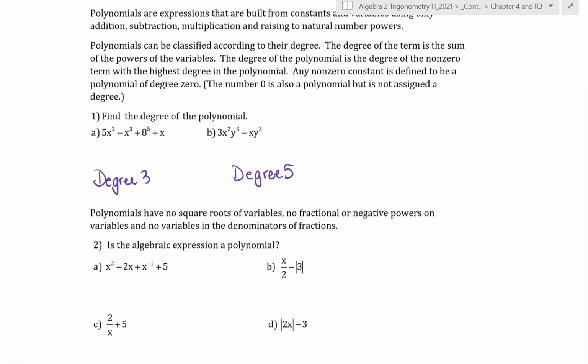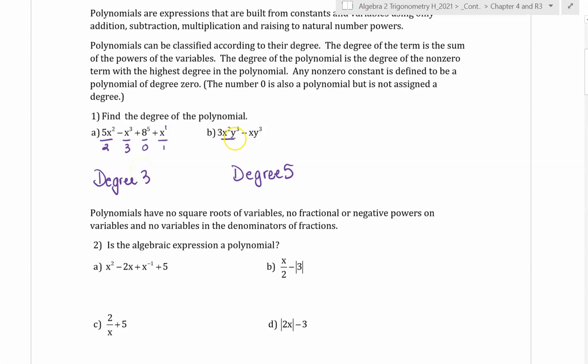So did you realize that for 1a, the degree was 3? Because the degree of the first term is 2, the second term is 3, and this is a constant, so the degree is 0, and this is a degree of 1. So the term with the highest degree in the polynomial is 3. So the degree of the entire polynomial is 3.